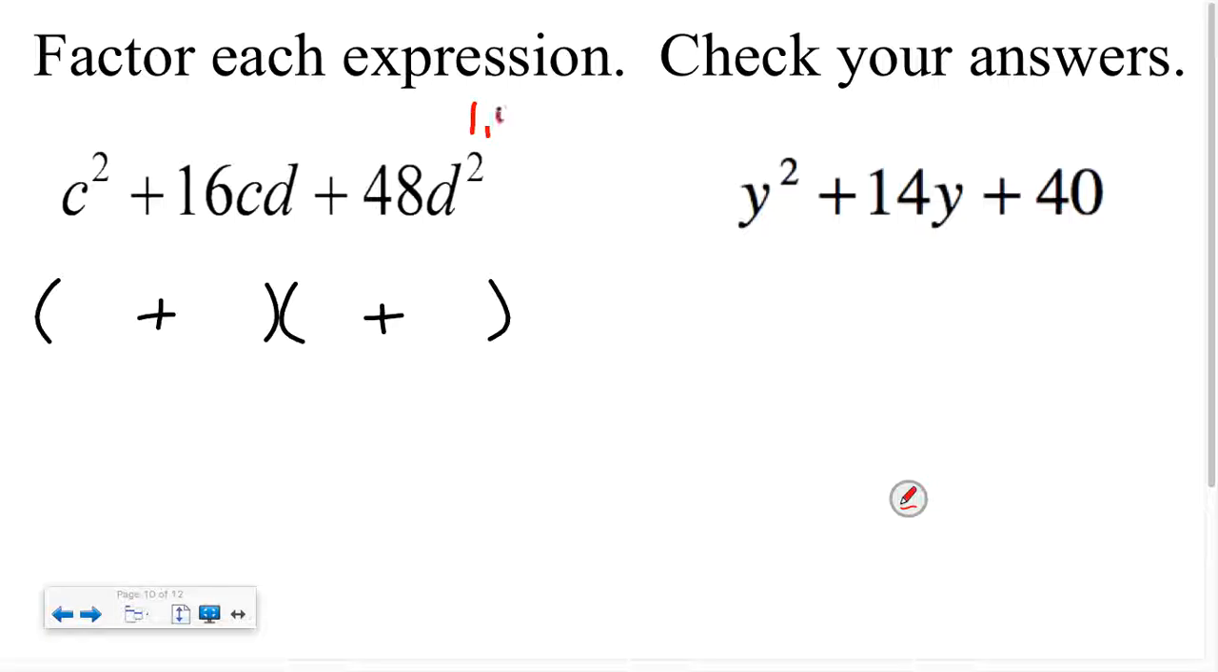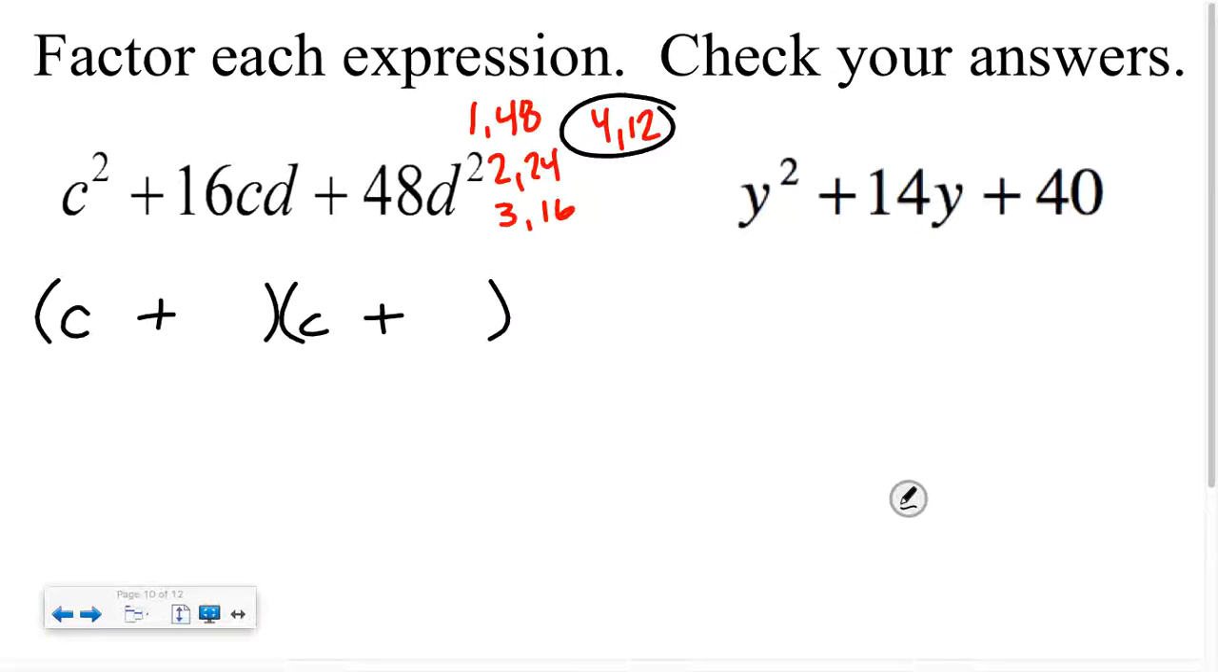So we've got 1 and 48. Would those add to 16? 2 and 24. 3 and 16. 4 and 12. Yeah, 4 and 12. So I know those are going to be the terms I want at the end.